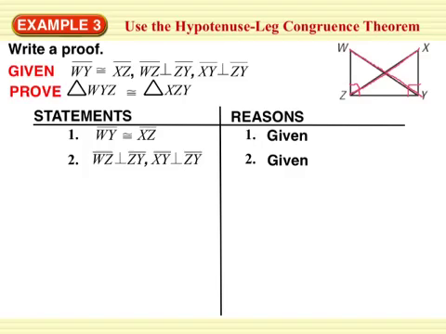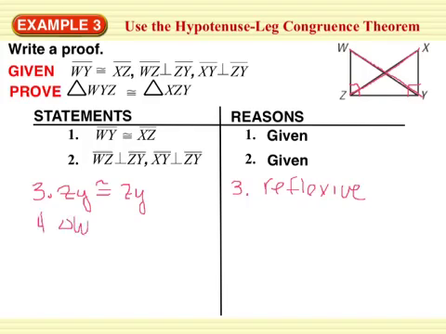So we've written all the given. We know they're right triangles and the hypotenuses are congruent. We don't know one of the legs, so we need to state the other leg. We're looking for hypotenuse and a leg. So we're going to say ZY is congruent to ZY. It's reflexive. And now we can say triangle WZY is congruent to triangle XYZ because of hypotenuse leg. Those are pretty simple.